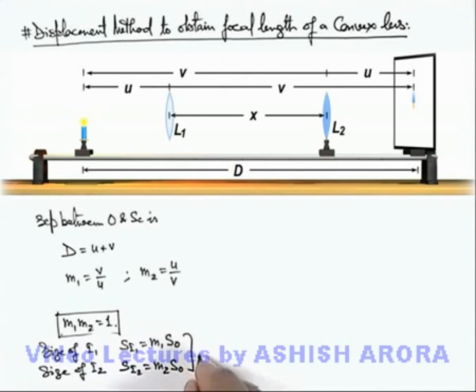So from these two relations we can see that the size of the object is equal to the geometric mean of the size of image 1 and the size of image 2. You must always keep it in mind. This is also quite useful whenever you are required to calculate the size of the object by measurement of image sizes.